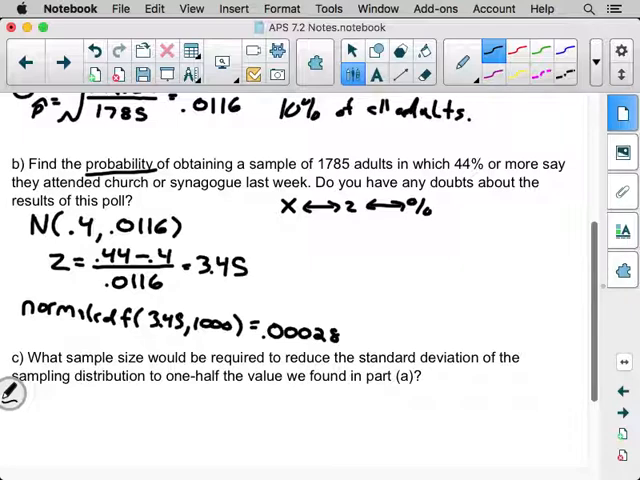Would we doubt the outcome of this poll then? If we know for a fact that it is supposed to be 40%, yeah, this would be a very, very strange poll. We would be very surprised. We would doubt the outcome of this poll, again, because it is so utterly rare that this would have happened. All right. Let's look at our next piece.